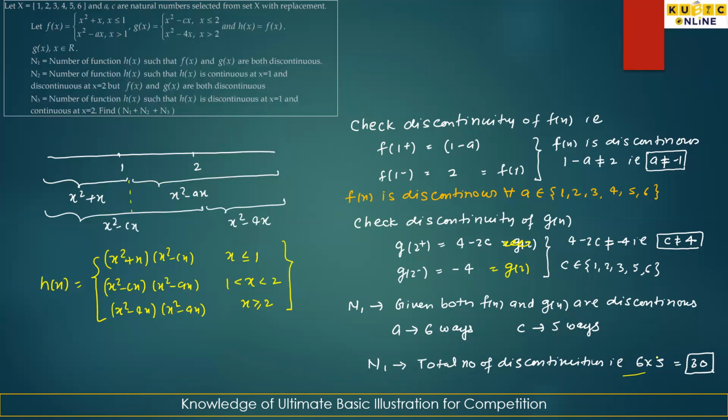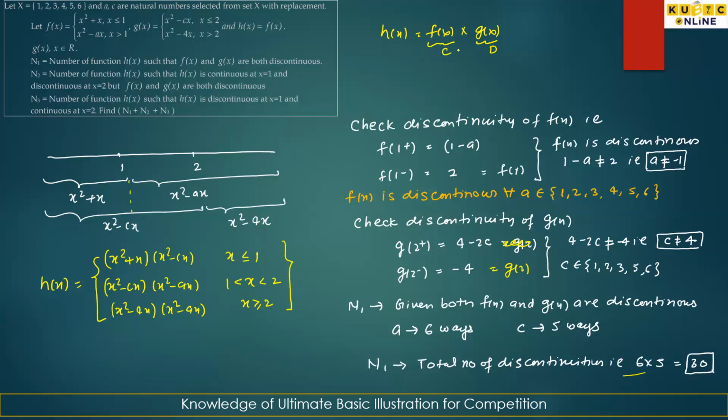Why are we saying the function is discontinuous at 5 points? Because if you write h of x, 5 into 6, 30 points, so h of x equals f of x into g of x at x equal to 2. If one function is continuous and the other function is discontinuous, then the entire function must be discontinuous, and vice versa is also true.